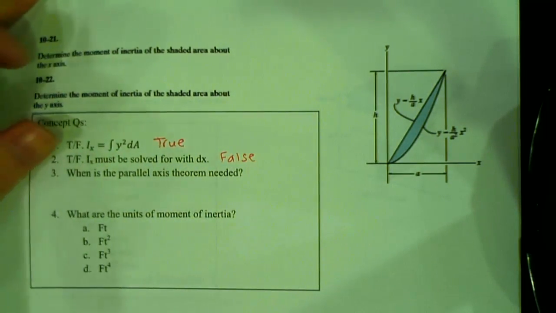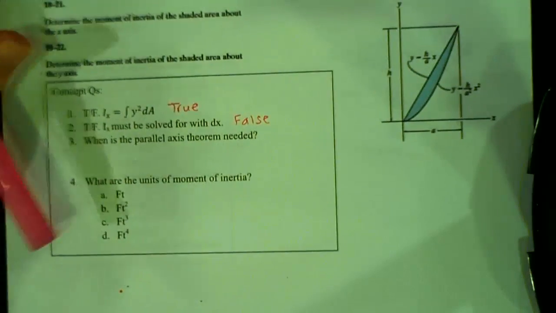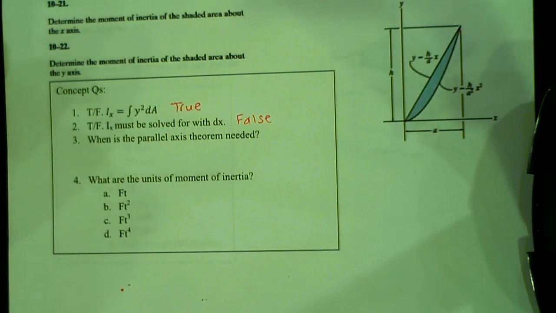When is parallel axis theorem needed? When the centroid axis doesn't correlate with the global axis. Good. So whenever the axis that you're trying to find the moment of inertia about is away from the centroid of the figure. I don't know how to put that into writing.